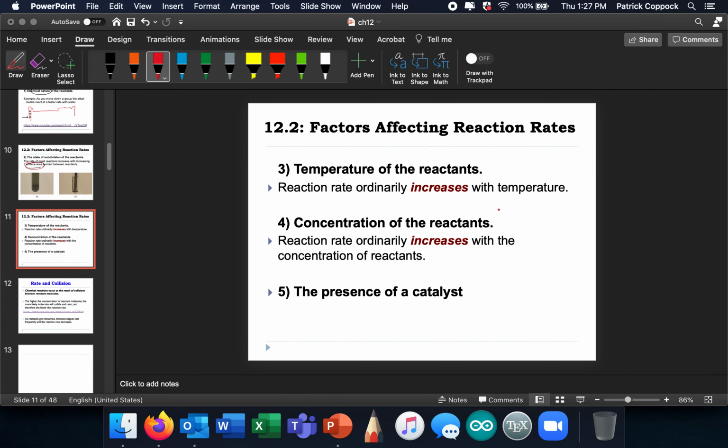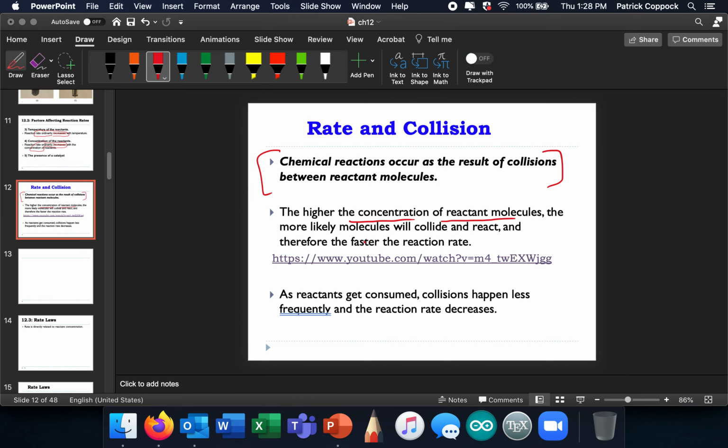Chemical reactions occur as the result, this is really interesting, of collisions between reactant molecules, and that's why these things would matter, right? The higher the concentration of reactant molecules, the more molecules are likely to collide and to react. In the interest of time, I'm not going to show you this one, but I'll put it there, and you can look that up.